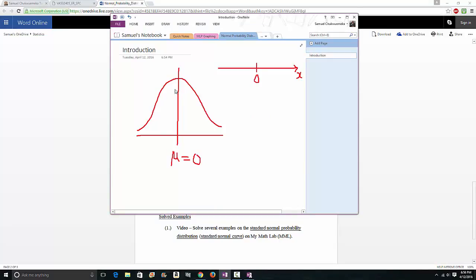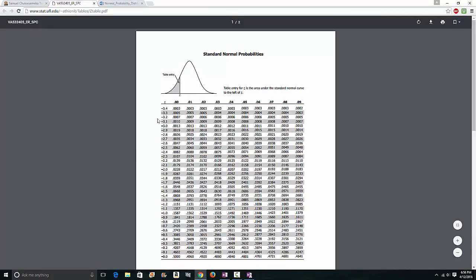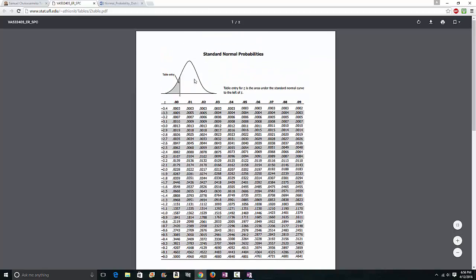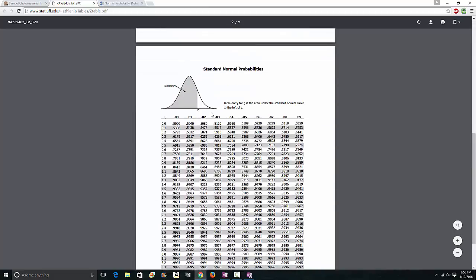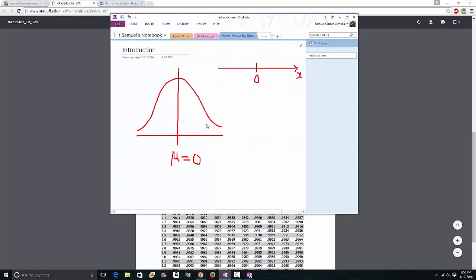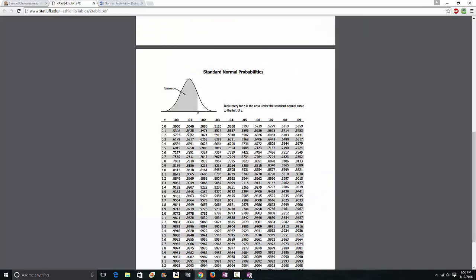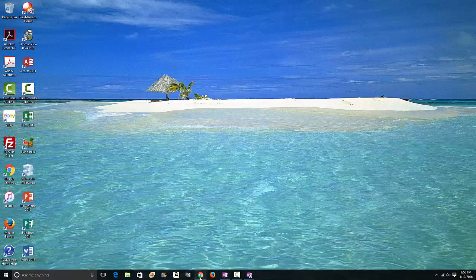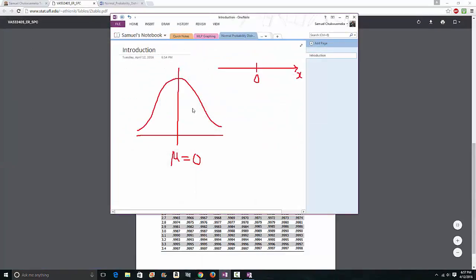And as you can see, to the left of this 0 are the negatives. So that's why you have the negative z-scores here, because this is to the left of 0. Okay, I'm going to show you how to read the table. And to the right here, the next page is to the right of 0. Although this is area to the left, these are now positive z-scores because this is past the middle, which is 0.